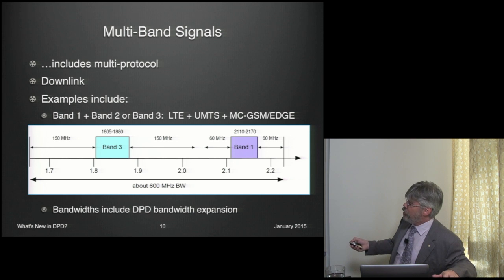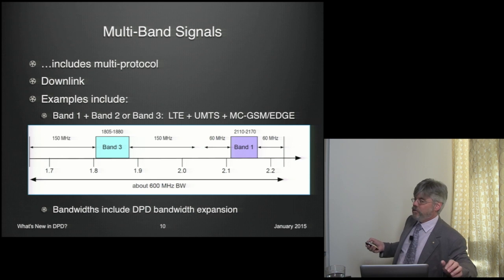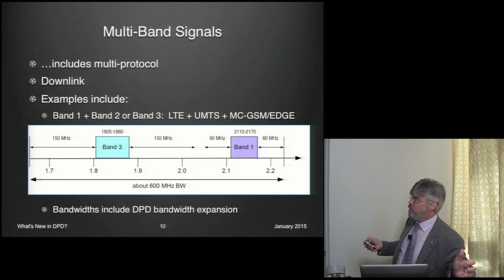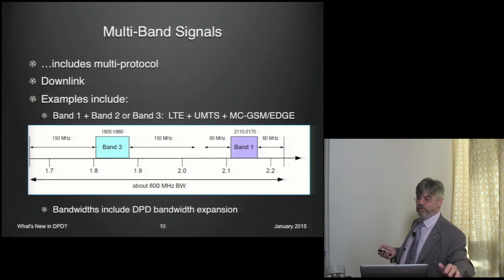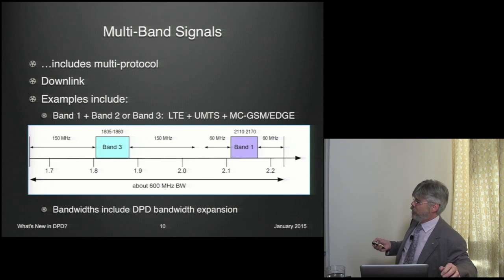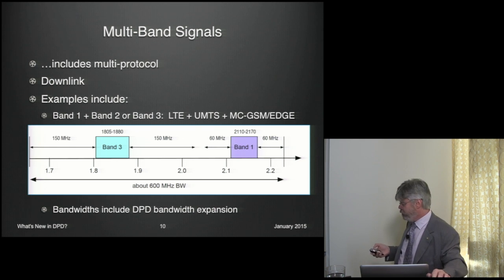So accommodating the bandwidth expansion of each of these bands here to accommodate their adjacent channel energy, let's assume they're reasonably well behaved and there's no overlap here. That's a real mess. Then you're looking at 600 plus megahertz of bandwidth for your DPD system. That's a real challenge. It's a challenge for the data converters, it's a challenge for the digital system, and not least a challenge for the PA design.